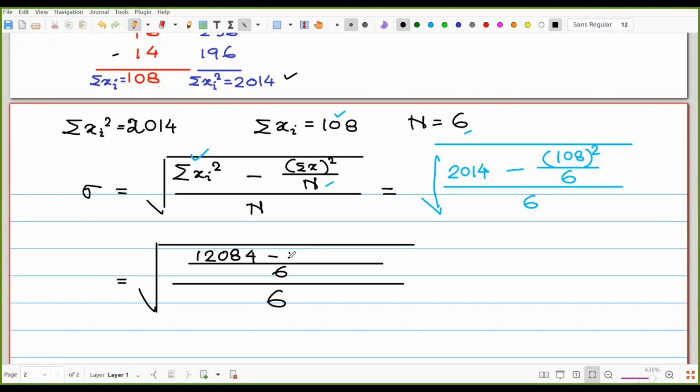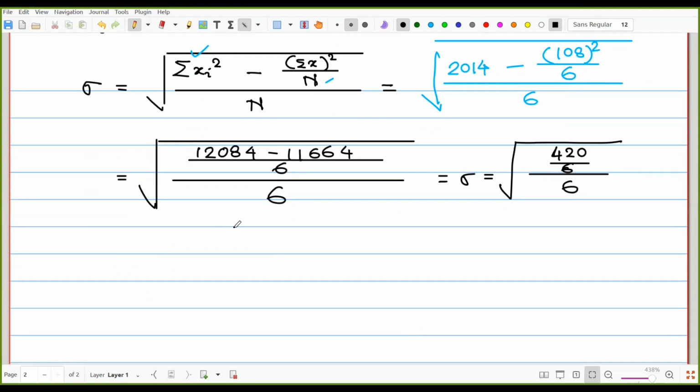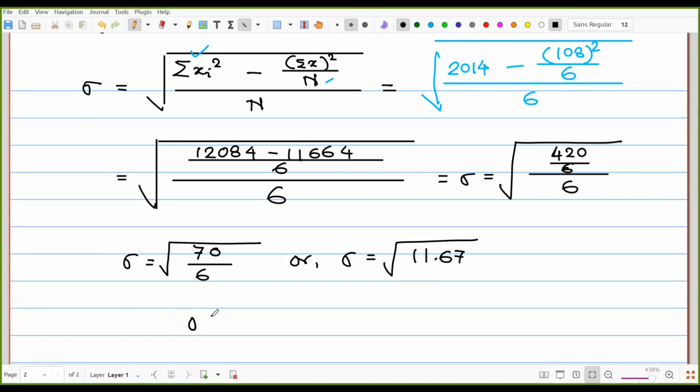12084 minus 11664, or sigma is equal to square root of 420 by 6 divided by 6, and that sigma is easily we can say 70 by 6, or sigma is equal to square root of 11.67, or sigma is equal to 3.42.